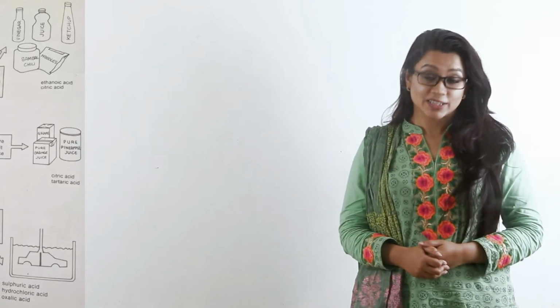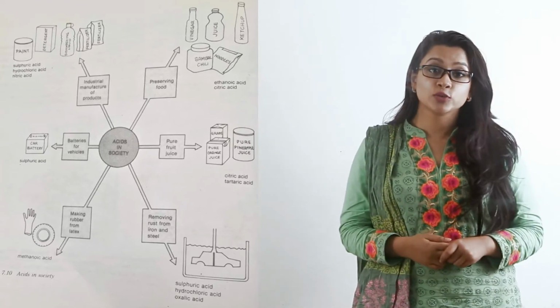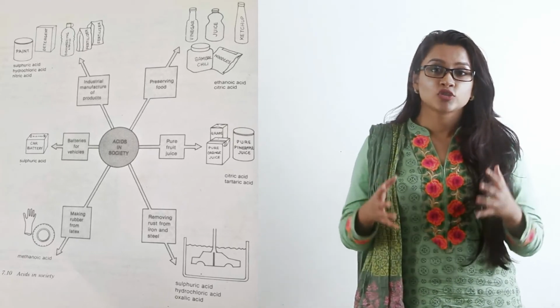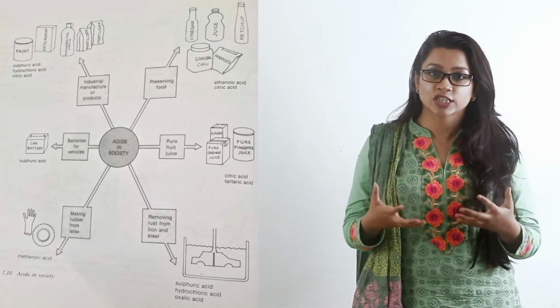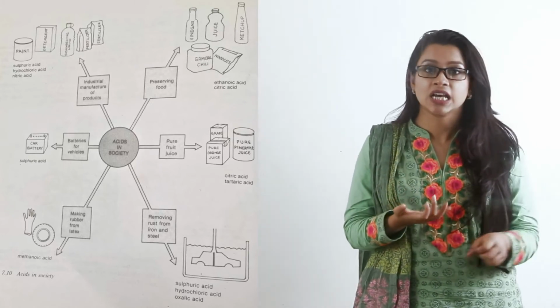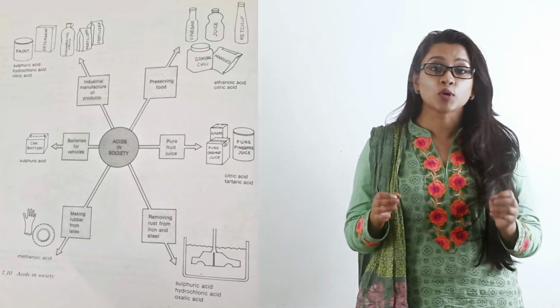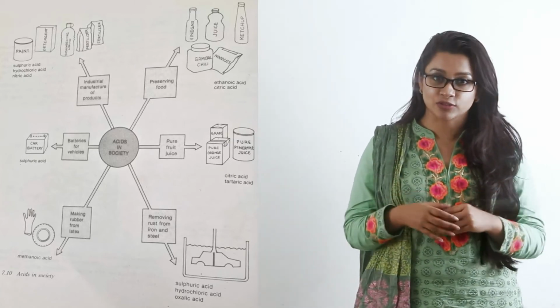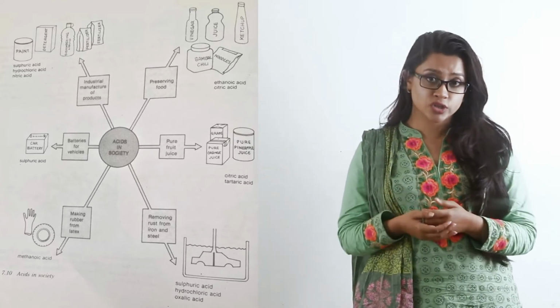So guys, as you can see on the diagram on your screen, these are some of the uses of acid. Strong acids are used to make many important industrial products such as paint, detergent, etc. The most important industrial acid is sulfuric acid. One of the other uses of acid is rust removal.